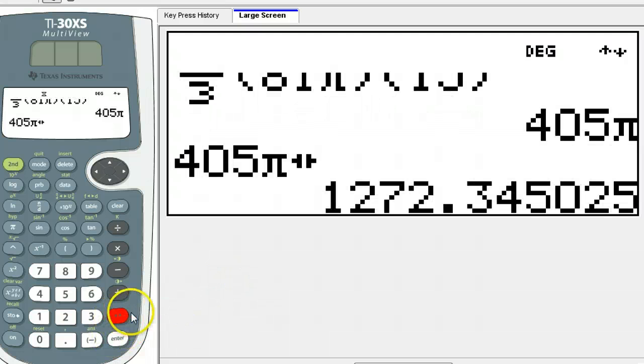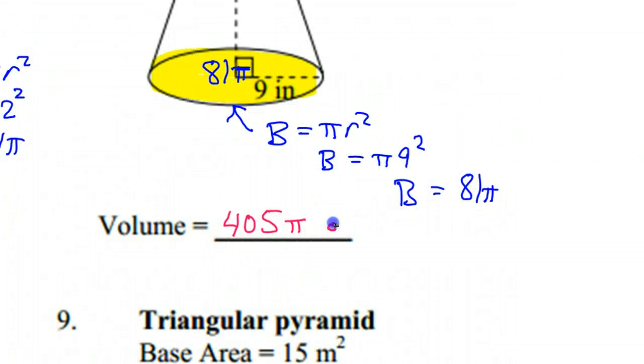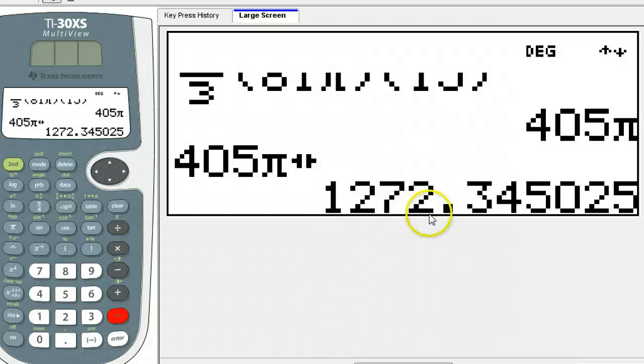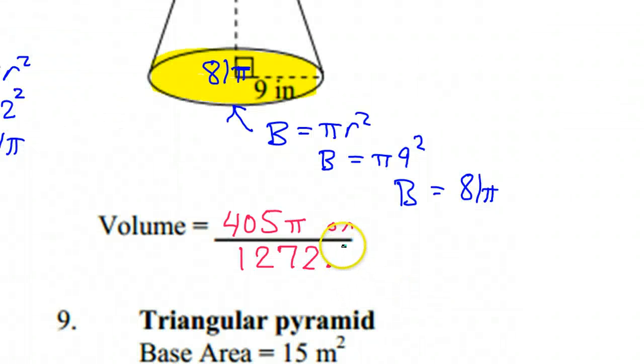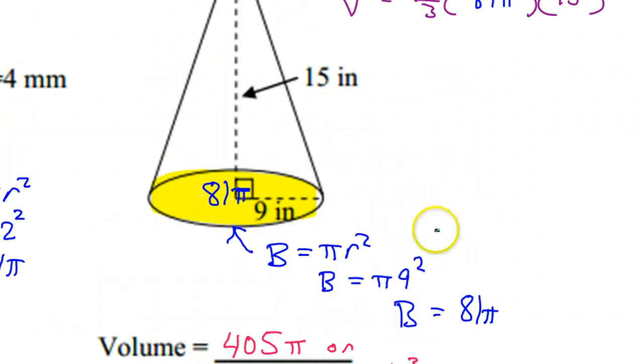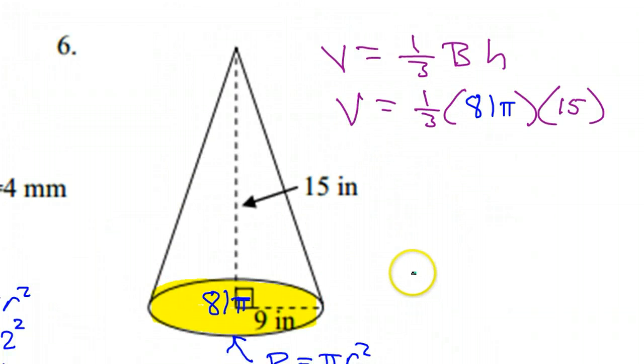In decimal form, we're talking about 1,272.35. Got to round up. The units are inches, so the volume will be inches cubed, cubic inches. So that is the answer for problem number 6.